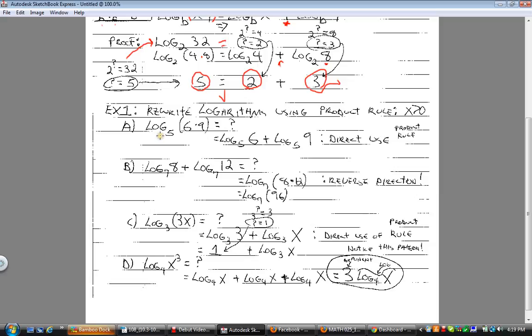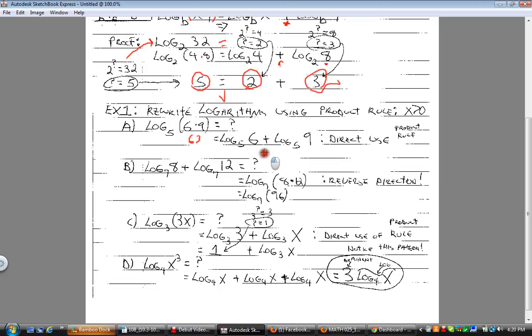Starting off with 1a, we got log base 5. Inside the parentheses they've got 6 times 9. If they'd put 63 in here, you would break it down into factors, 6 times 9, and therefore we're going to go ahead and use that product rule. So we're going to take log base 5 of the first factor 6 plus log base 5 of factor 9, and that's how you could break it down. That's the direct use of the product rule, and that's all you could do for that one.